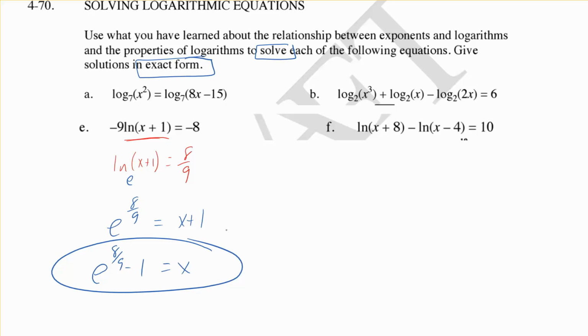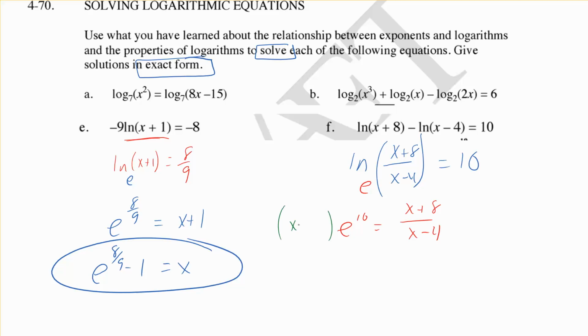Done. And finally, got some subtraction going on. Subtraction means divide all of it inside. Equals 10. Got my e here. E to the 10th equals x plus 8 over x minus 4. How are we going to solve this? We can multiply both sides by the x minus 4 to get rid of it down here.